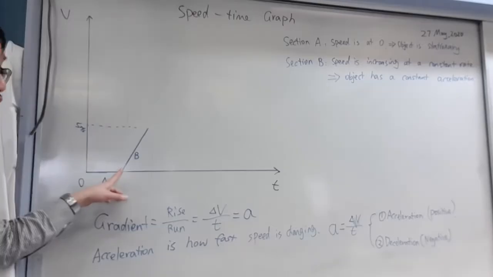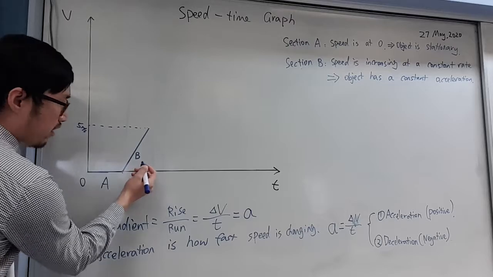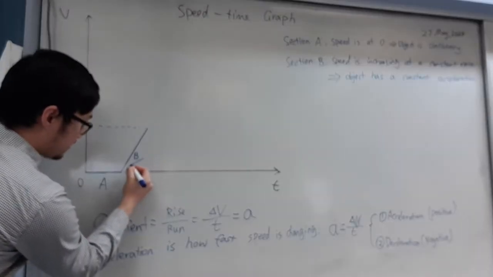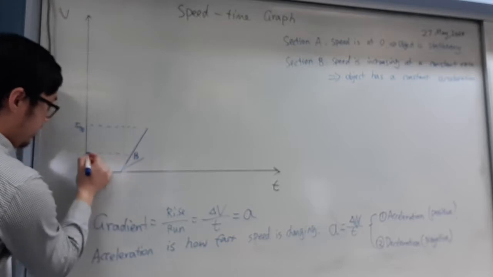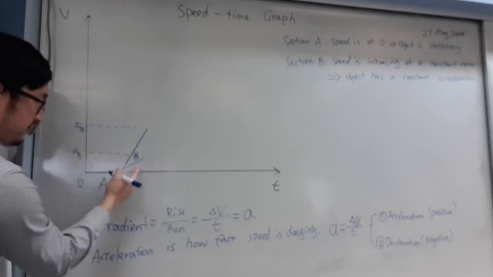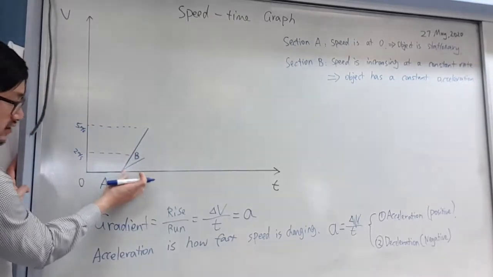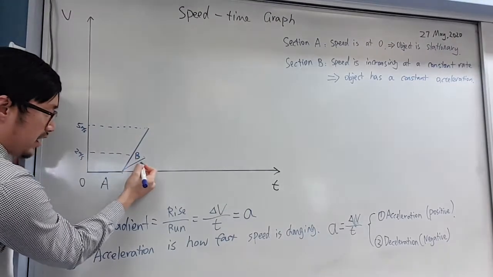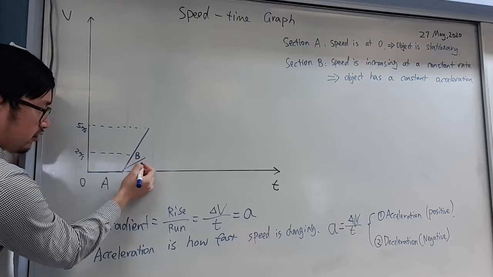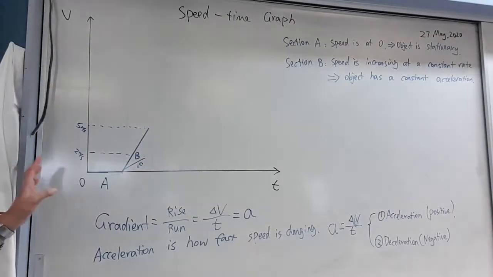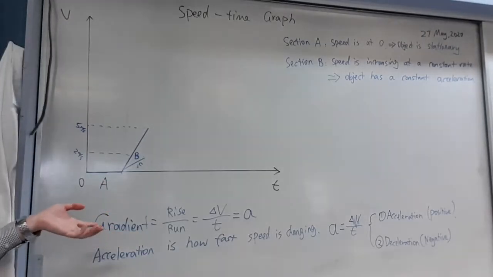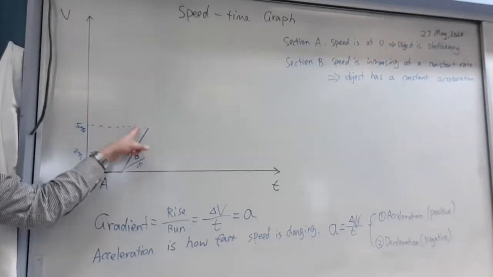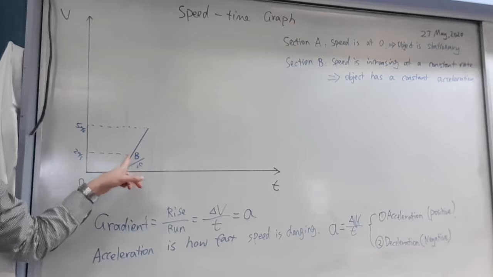So if you have another object, let's say we just draw it over here. If another object went to 2 meters per second for the same amount of time. So don't draw this. For the same amount of time, this one only went to 2 meters per second. So compare this B to this, called C. Which one is accelerating faster? B. B is accelerating faster, right? Because for the same amount of time, B went to 5 meters per second. So C only went to 2, right?